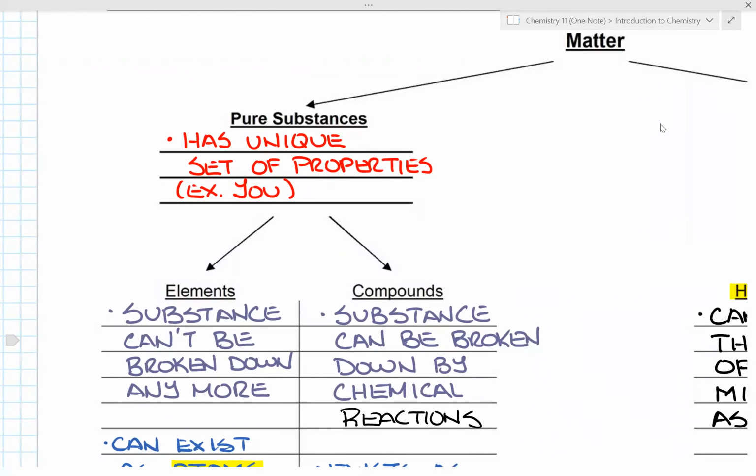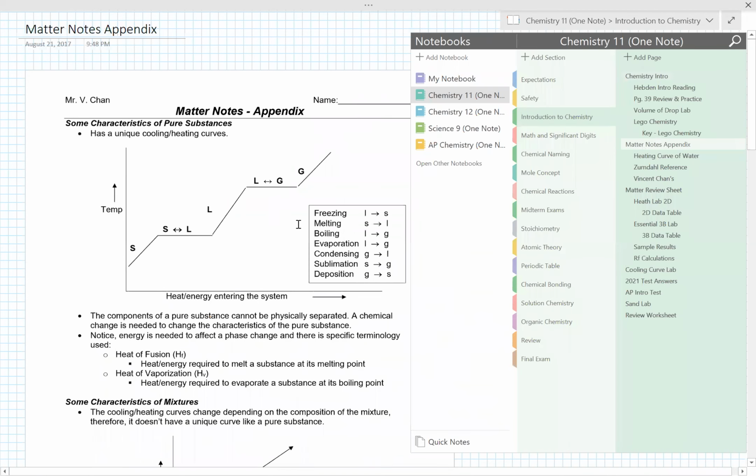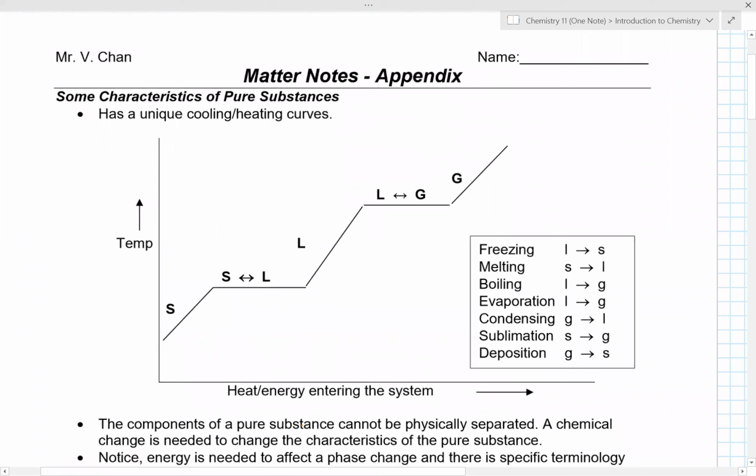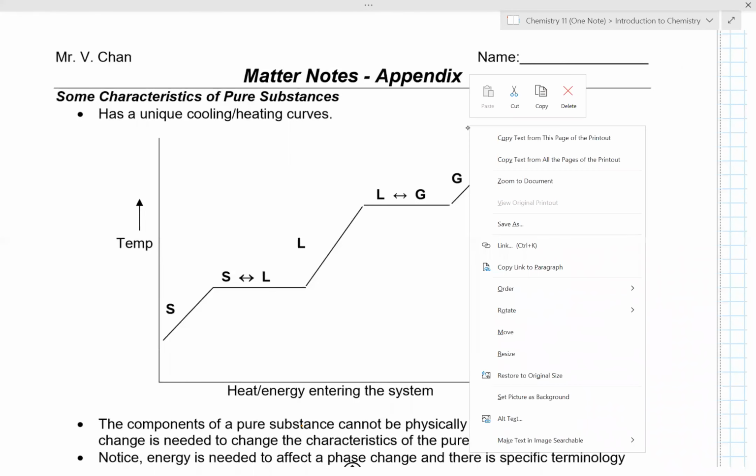Now, one of the characteristics that we want to talk about is the fact that pure substances have a unique cooling or heating curve. So what you have here is what you call a heating or cooling curve. On the vertical axis, or the y-axis, is the temperature, and the heat entering the system is on the x-axis.